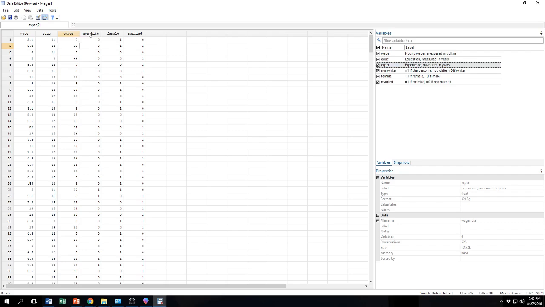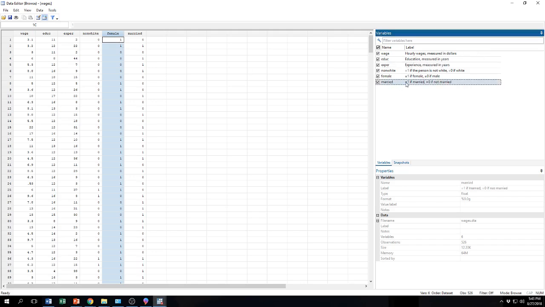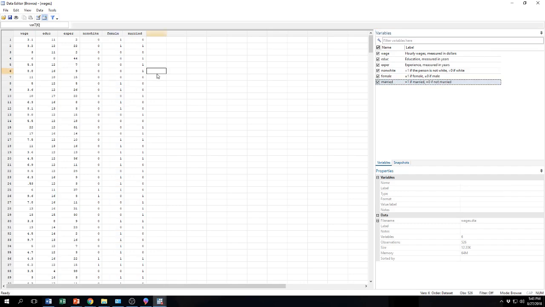Okay. Non-white. Now this is a variable that equals 1 if the person is not white, and equals 0 if they're white. Aha, this one is a discrete or a dummy variable. What about female? Female, the same story. Equals 1 if they're female, equals 0 if they're male. Married, another dummy variable or discrete variable. Equals 1 if they're married, equals 0 if they're not.